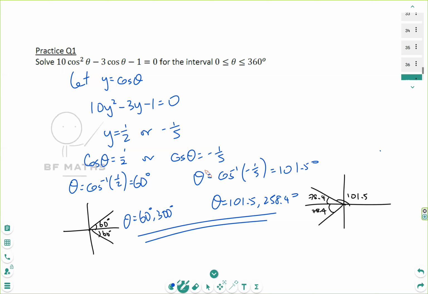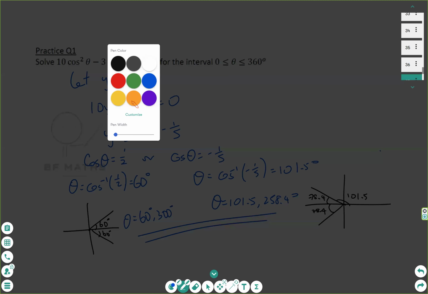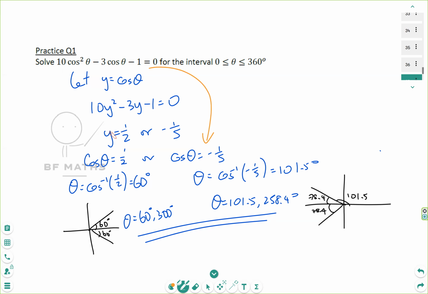This is the final answer. Okay, 4 answers, 4 values. So you can let y be cos theta. This is optional again. If you don't have y equals cos theta, your next line should be this right away. Okay, and then you get 2 values. For 2 values, do the CAST diagram, for both of them. 6 degrees, 300, 101.5, or 258.4.